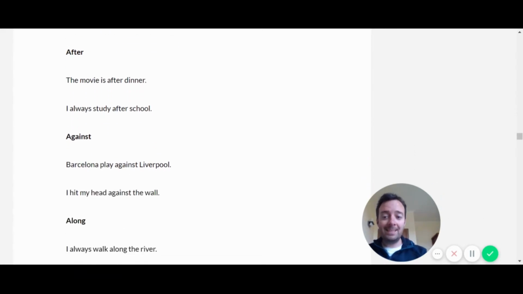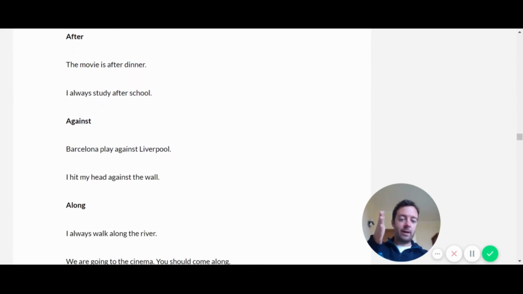Okay, against, usually it's when you have one thing and another thing comes into contact, like this. Okay, in this case it's more metaphorical. Okay, Barcelona play against Liverpool. I hit my head against the wall.